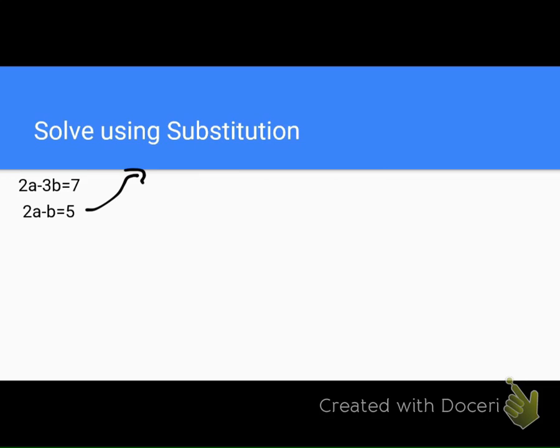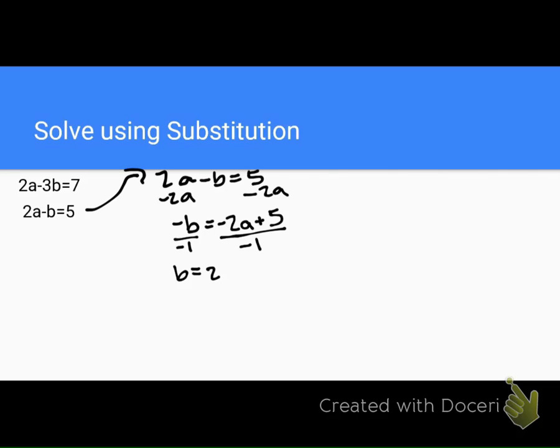So I have 2a minus b equals 5. If I subtract 2a, that gives me negative b equals negative 2a plus 5. And then I just have to divide by the negative 1 so that I can get b by itself, and that'll equal 2a minus 5.